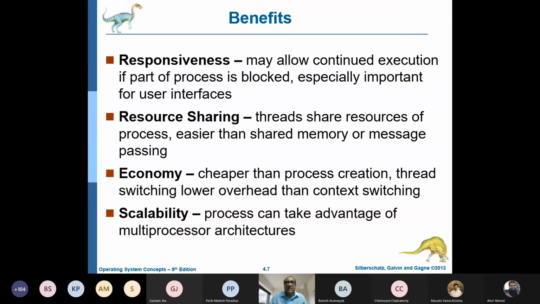There are some statistics from Unix or Solaris systems. Creation of a thread is approximately 30 times faster than the creation of a process. And context switching is also much easier and much faster with threads compared to processes. So here, economy should be taken in that particular sense.